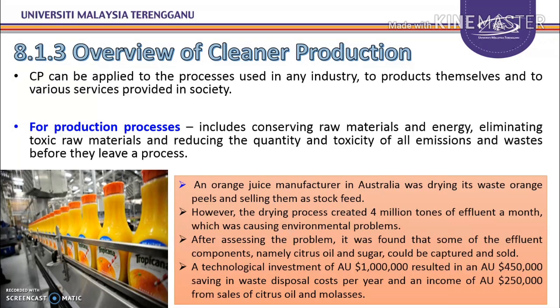So they invested about $1 million Australian dollars, and this resulted in a saving of 450 in waste disposal cost per year. And then when they sell the citrus oil and sugar, they get income. So from the investment and the cost savings, they get income of approximately 250,000 Australian dollars from the sale of citrus oil and molasses. So this is an example of how cleaner production can be implemented for a production process.